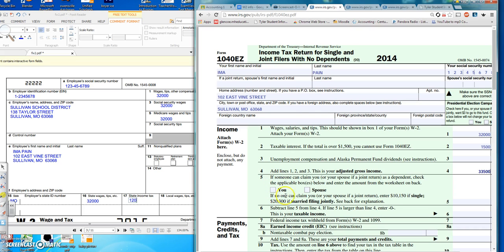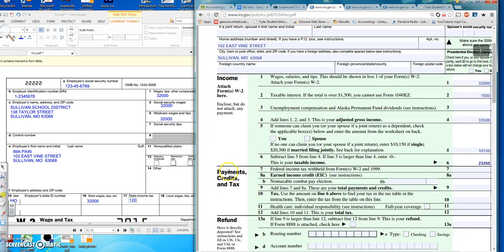This says that if no one can claim you or your spouse, enter $10,150 if you're single or $20,300 if you're married. So I'm going to go ahead and enter $10,150. I'm going to subtract these two lines, but I'm going to get the phone first. So line 6 says subtract line 5 from line 4. If line 5 is larger than 4, enter 0. Well, line 5 is not larger than line 4, so I'm going to do the math and subtract. So this is going to complete the income section of the 1040EZ.